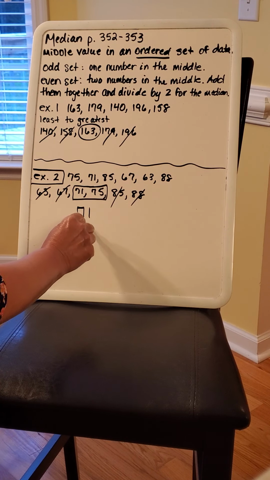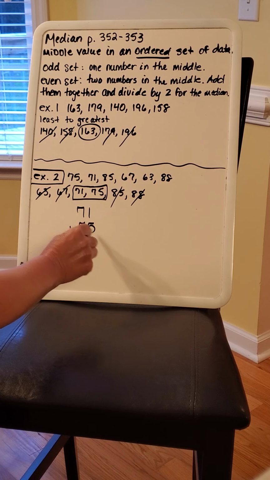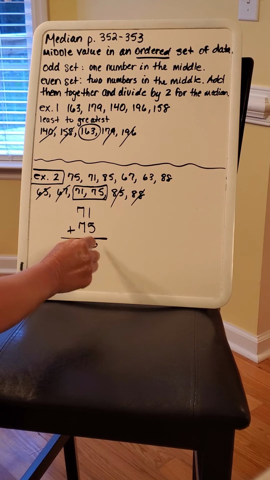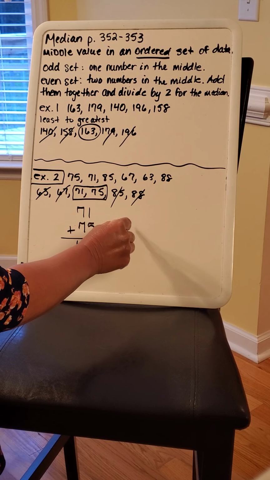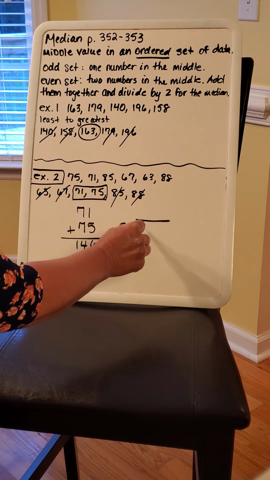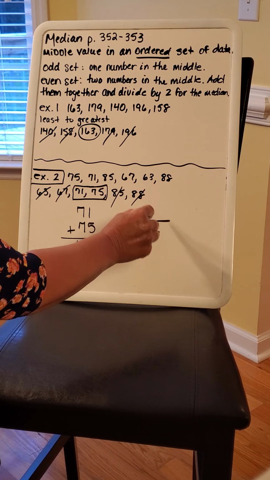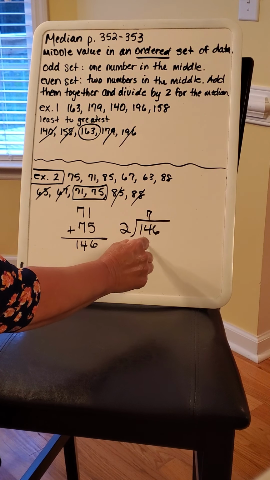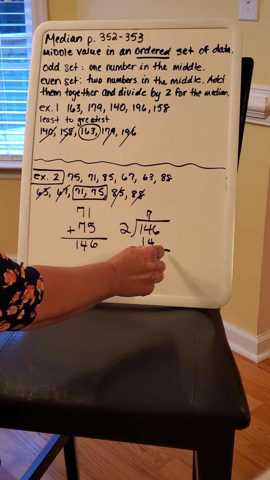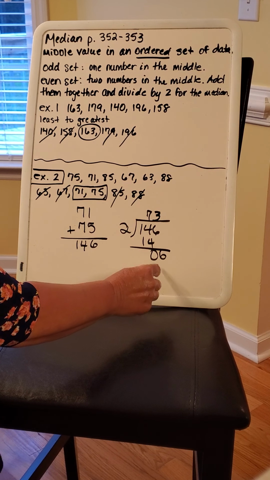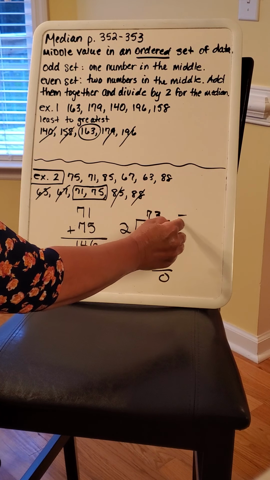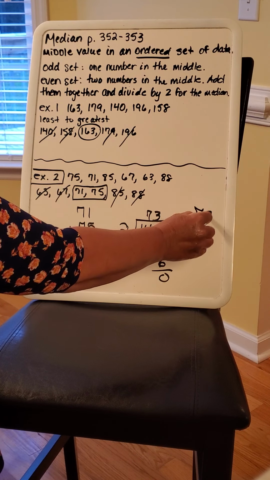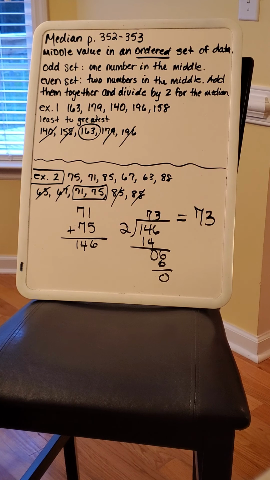So 71 plus 75, we get 146, and then divide by 2 because that's how many there is. 2 goes into 14 7 times. 2 goes into 6 3 times. So the median for this set of data is 73.